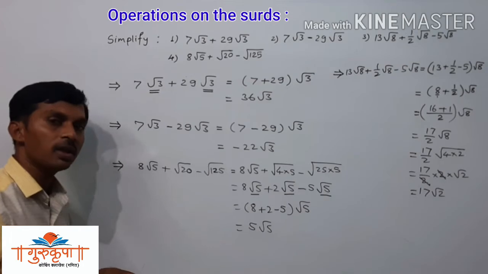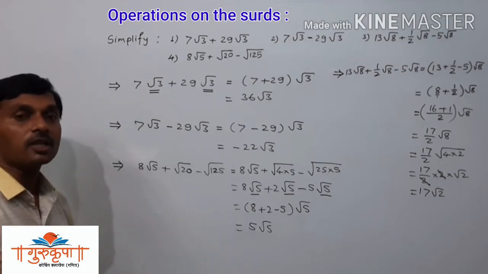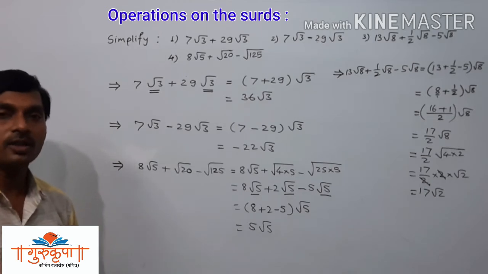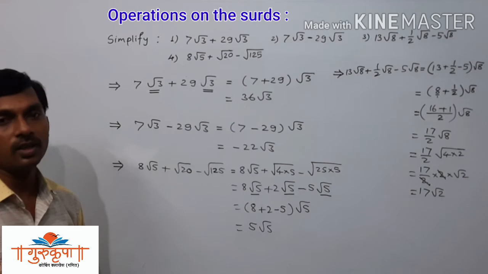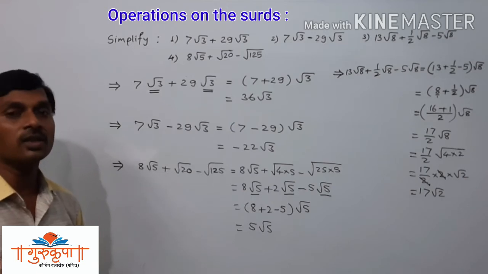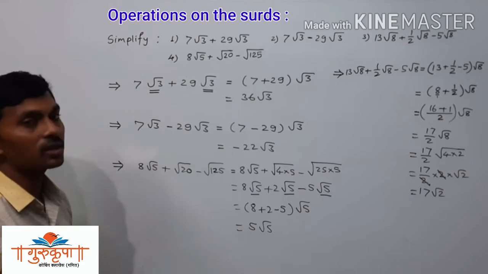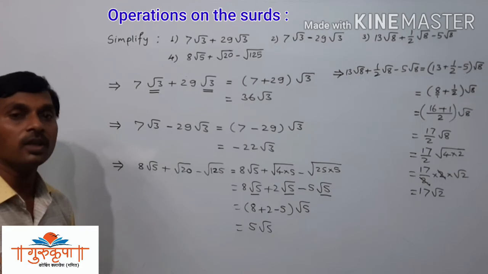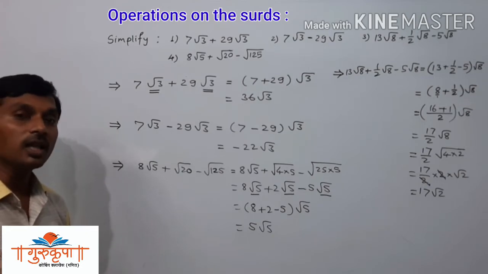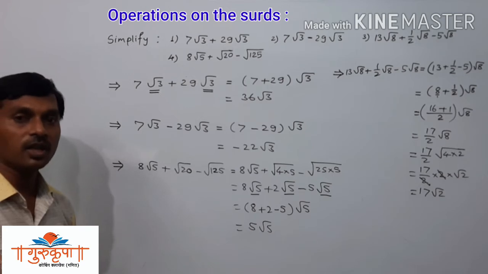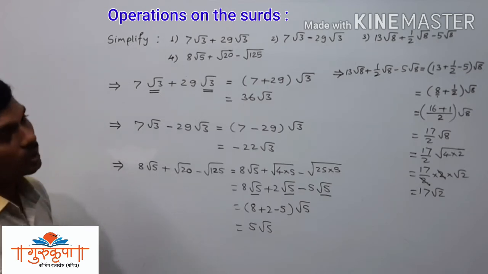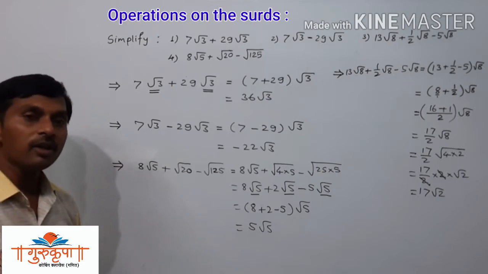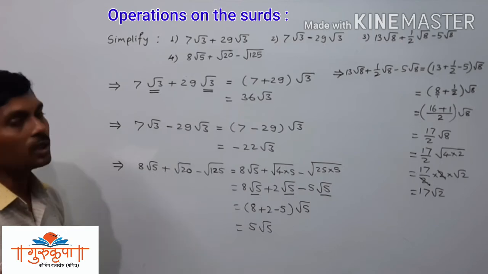So this is all about the addition and the subtraction of the surds. We can add or subtract only the like surds. If the surds are not like surds, or if they are not similar surds, then we cannot take the addition or subtraction of the surds which are unlike. Addition or subtraction can be taken of only the like surds. Now we will study the multiplication and division of the surds through examples.